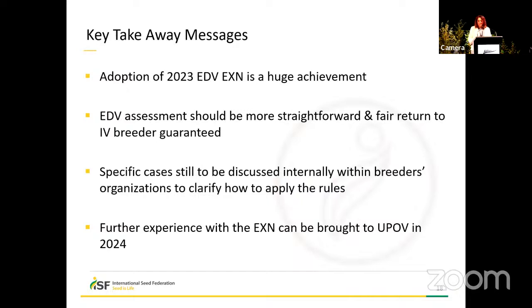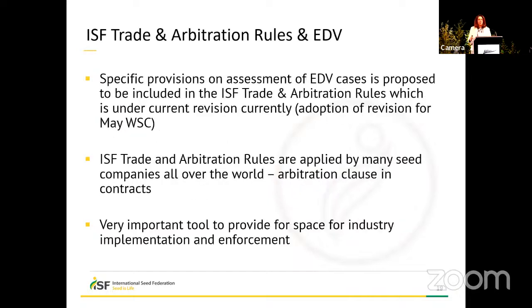Last but not least, this is my last slide. I would like to mention that, as you know, ISF trade and arbitration rules are currently under revision. And a specific provision on assessment of EDV cases is proposed to be included in the arbitration rules. This is really important because these arbitration rules are applied by many seed companies all over the world, and the arbitration clause in contracts as well. So it is very important to provide space for industry for implementation and enforcement.